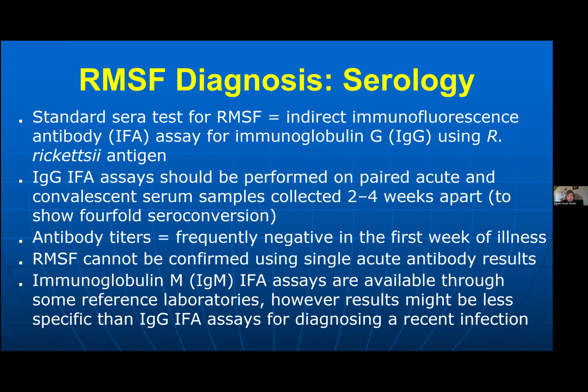Another really important part of diagnostics here is that the antibody titers are frequently negative the first time. So if you're thinking of it and they're just coming into the ICU, they may not have developed antibodies sufficient to detect, but don't let that dissuade you from offering doxycycline. That's critical, or from doing a follow-up test to see if there's a bump up in the titers. The diagnosis cannot be confirmed using just a single antibody test, and that's why this sequence showing the fourfold seroconversion is critical for cinching the diagnosis.